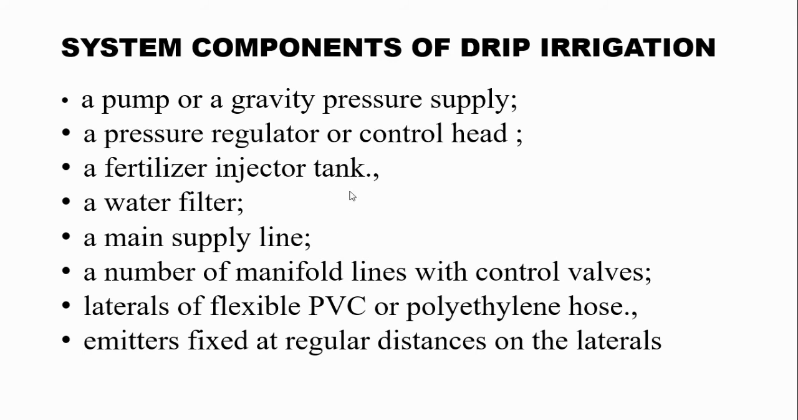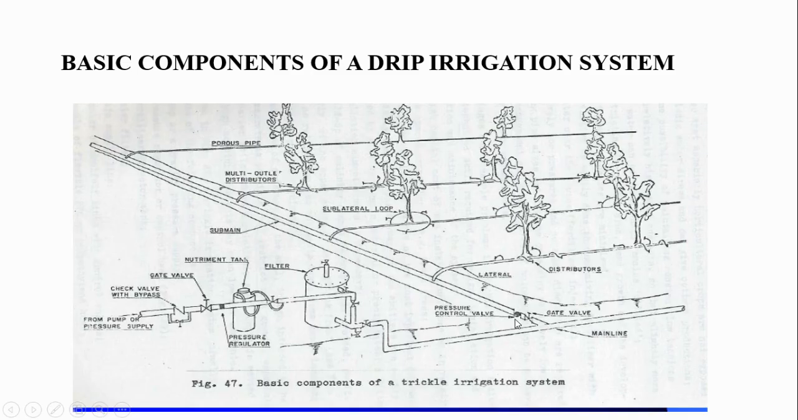But normally the system components of a drip irrigation, we have a pump or a gravity pressure supply, a pressure regulator, a fertilizer injector pump, a water filter, a main supply line, a number of manifold lines with control valves, and then we have laterals with flexible PVC or polyethylene hose pipes and emitters, which are fixed. So these are the basic components. We had already looked at them, and this is a clearer illustration of the same.